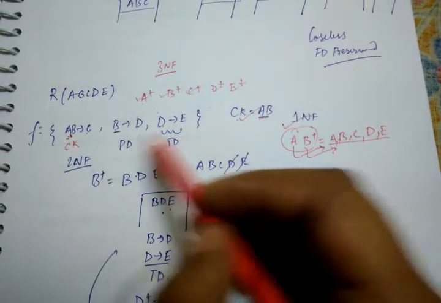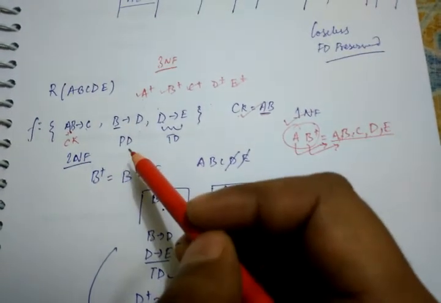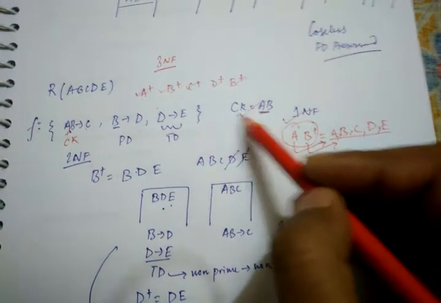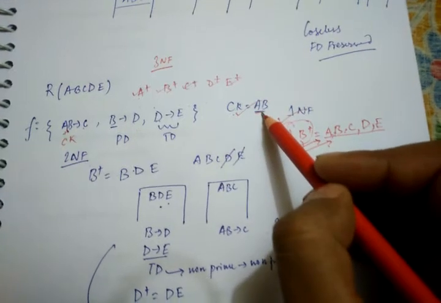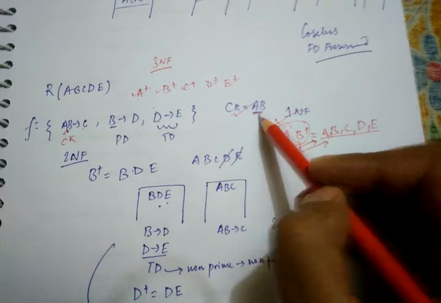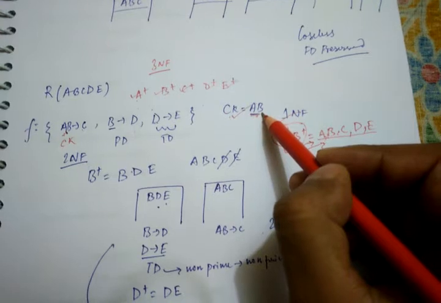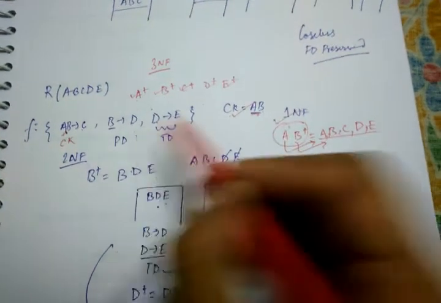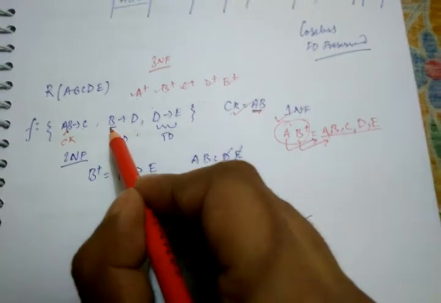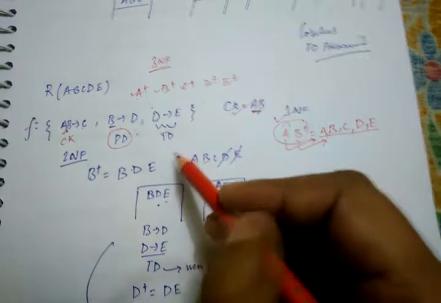Now we will find the partial dependency. How to find the partial dependency? It is very easy. Listen carefully: if any part of the candidate key is determining something, then it will be a partial dependency. So if either A is determining something or B is determining something, then it would be a partial dependency. We can check it here. Here we have B, which is determining D, so it will be a partial dependency.